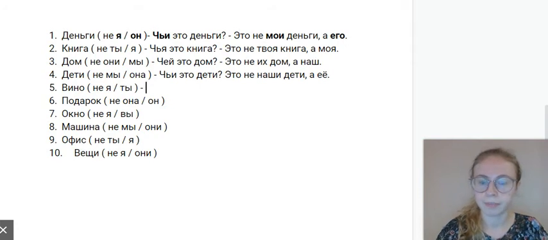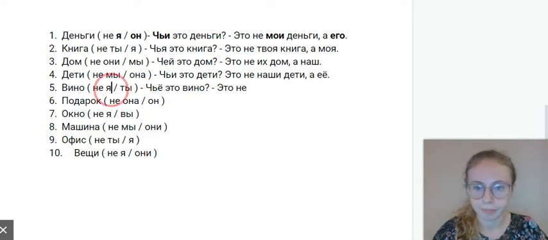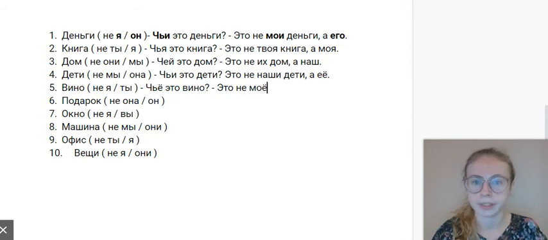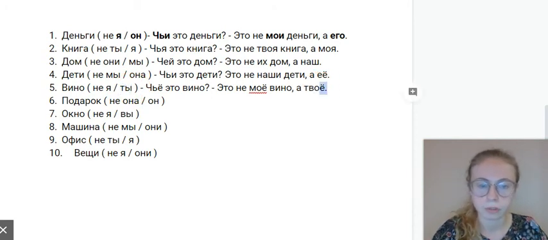Number 5. Вино. Wine. Оно. Вино is neuter, so we ask, чье это вино? And the answer is это не. Я becomes мое, because вино is neuter. Это не мое вино, а твое. А твое. Neuter form of my and your.